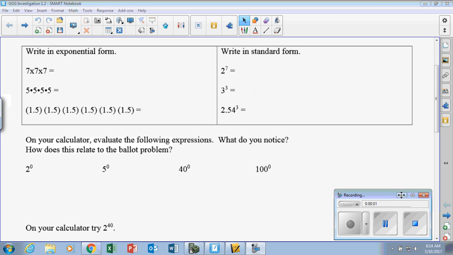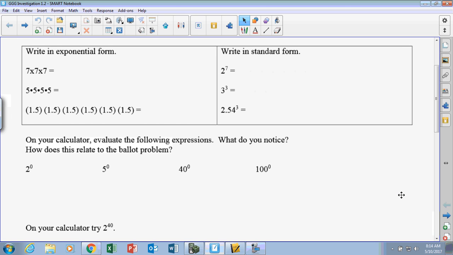All right, so let's say you did on the warm-up. If we have 7 times 7 times 7, how do we write that in exponential form, Andrew? Yeah, it's 7 to the third power. There's 3 of them. So the exponent, again, represents the number of times 7 is being multiplied by itself. 7 times 7 times 7.